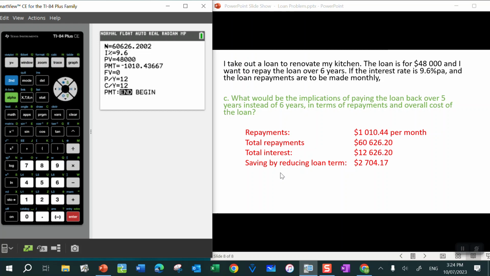The total interest has gone down. Remember, it's $15,000 and something. So it's gone down to $12,626, and I can save $2,704.17 by reducing the loan period by 1 year. Obviously, my repayments are quite a bit higher. They were $879, was it, or something? But now they're up to $1,010.44. But you will save, in real money, $2,704.17 by taking the loan out for 1 year less.